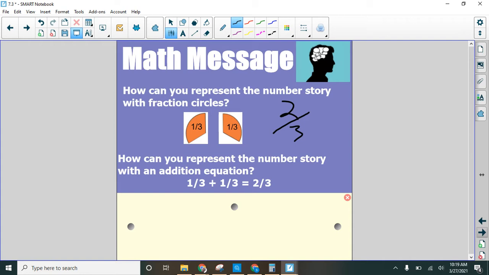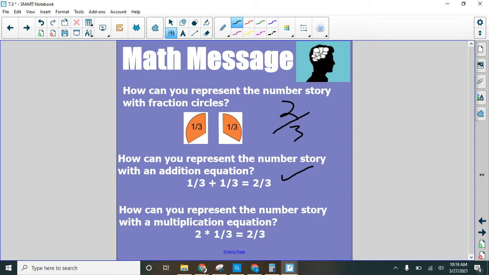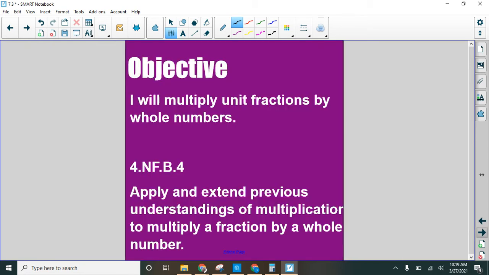We could represent that with an addition equation right here, right? 1/3 plus 1/3. And then of course, where we're going today is to represent it as a multiplication equation, right? 2 times 1/3 equals 2/3, right? This is our goal today. We're working again on this objective to multiply unit fractions by whole numbers, right? And that goes with our standard here to multiply a fraction times a whole number.